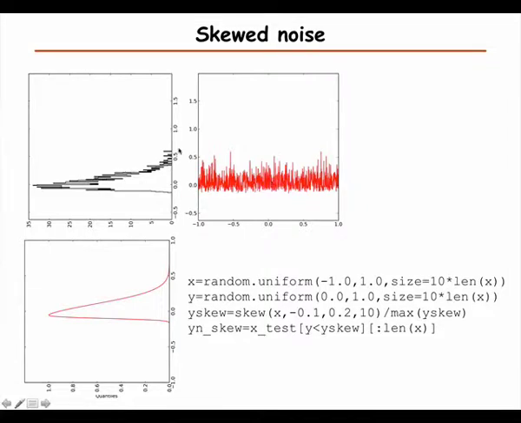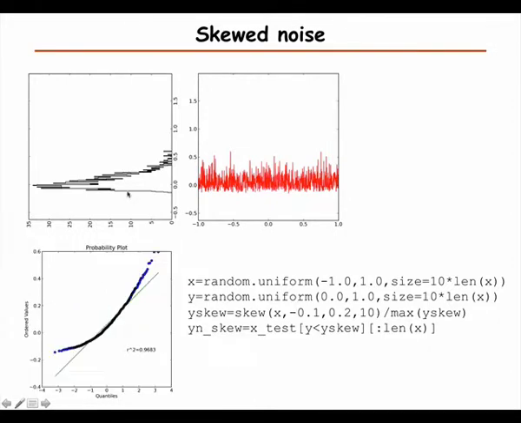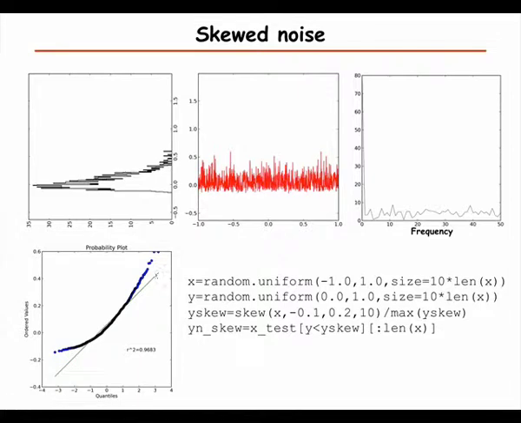So again, if we generate the histogram, we see that we can recreate a distribution similar to what we used to generate the noise. And again, because it has this peak, we get the deviation in the probability plot from the straight line. And the same as for the log normal, even in this case, this skewness will give rise to a peak at low frequencies.